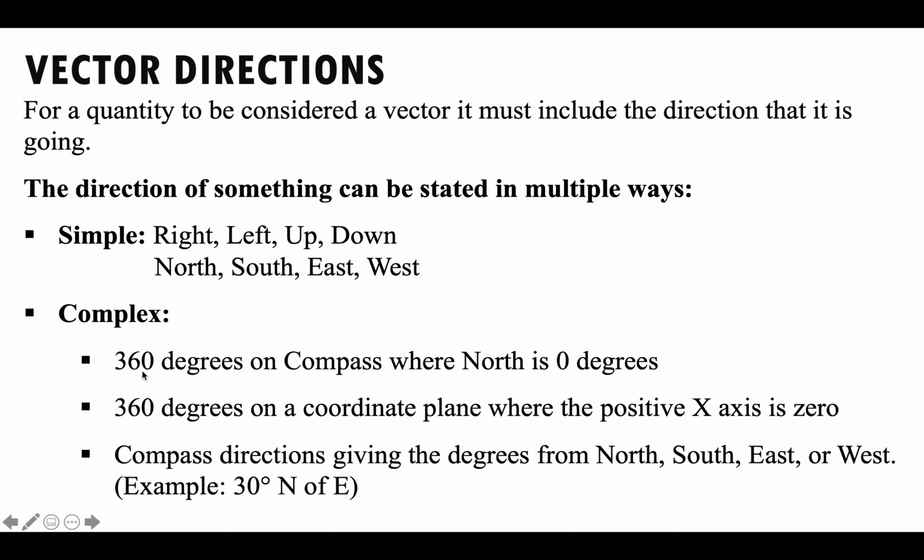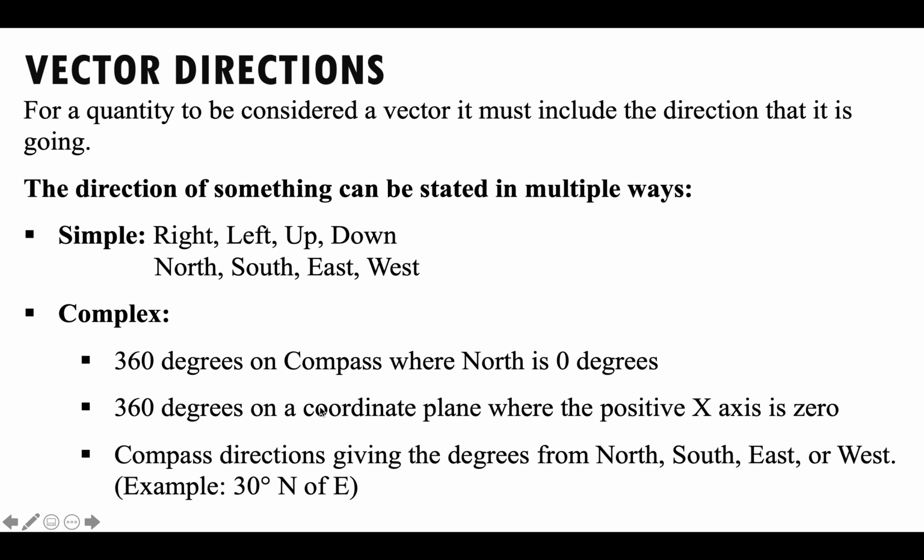The first one is when you use 360 degrees like on a compass, where north is considered 0 degrees. If you're not familiar with compasses, then this one's kind of hard to use in physics class. And I personally don't use a compass in my everyday life, so I don't really like using this one.